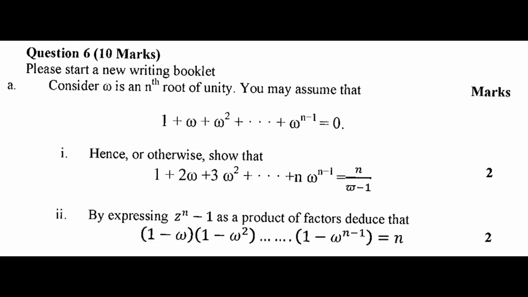Here I'll be looking at part 2, which tells us, by expressing z to the n minus 1 as a product of factors, deduce that (1 minus omega) times (1 minus omega squared) and so on, times (1 minus omega to the n minus 1) is all equal to n.